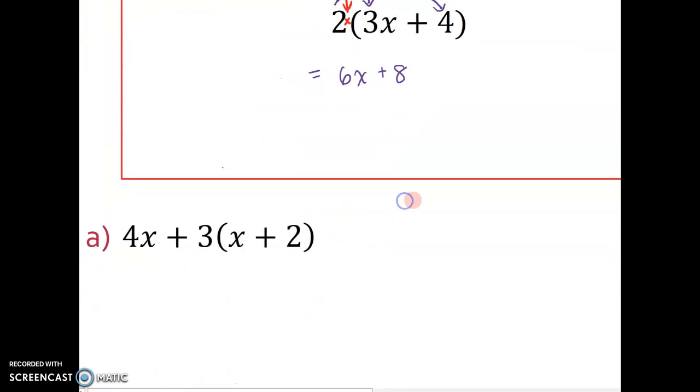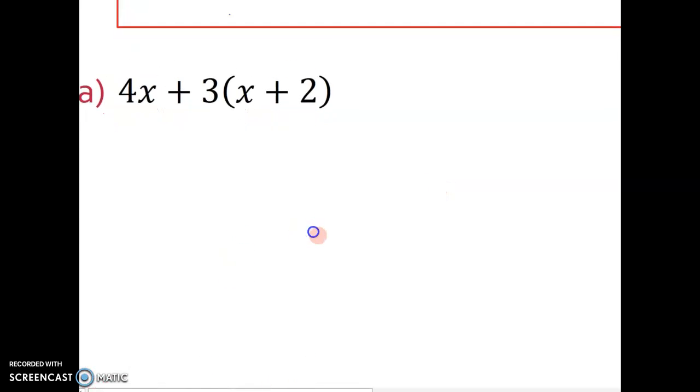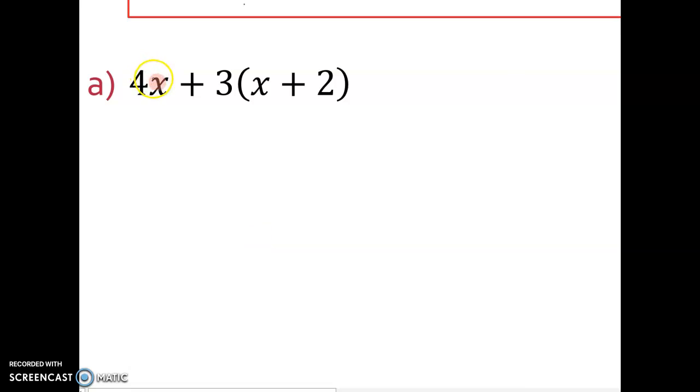Are you ready? Let's do a couple more examples just to make sure. So here's another one. Now this one, it says 4x plus 3 bracket x plus 2. Remember, this bracket with the 3 means that 3 gets multiplied with everything inside the bracket. Now you're wondering, well, which thing do I do first? Well, when we're just doing the expression, we always follow BEDMAS.